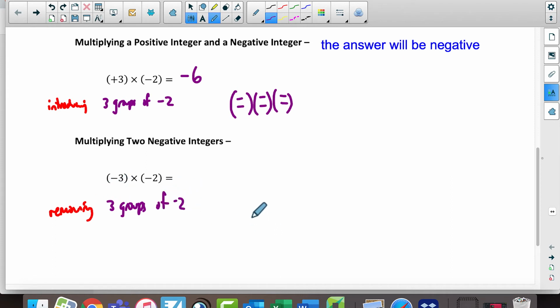Now how are we going to do that? How are we going to remove three groups of negative 2? Well, here's what we do. I know this is weird, and don't worry if this confuses you. I'm never going to test you on this or anything. I'm just hoping this might help a few people. I want to be able to remove three groups of negative 2. I want to be able to remove this group of negative 2, this group of negative 2, and this group of negative 2. I want to start with nothing.